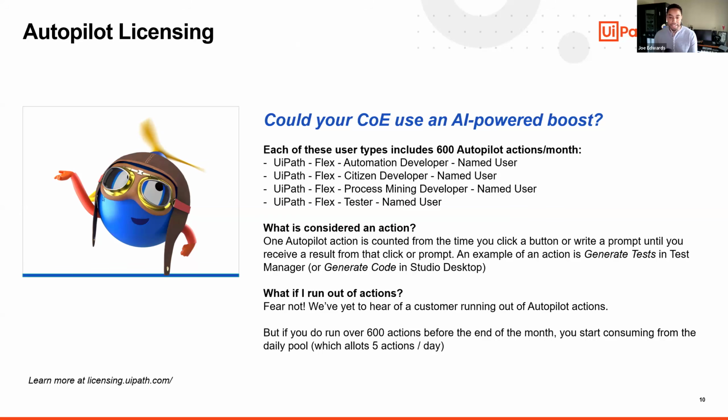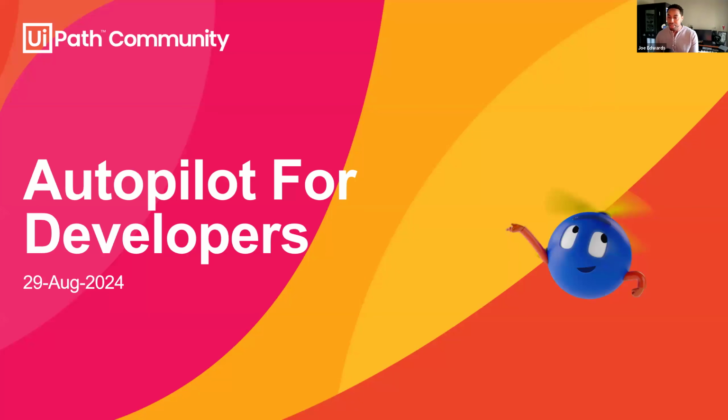You essentially have 600 Autopilot actions that you can run. The good news is that I've never heard of anybody running out of those 600 actions yet. But even if you were to run out, you're allotted 5 additional actions a day. So Autopilot is included in most user licenses, and you have a variety of ways to leverage it. Even if you go over the 600 allotment, you still can get some additional runs. But I'll end with the boring slide part here and hand it over to Rahul to actually show you what this looks like in practice for Autopilot for developers, and specifically starting with Autopilot for Apps.